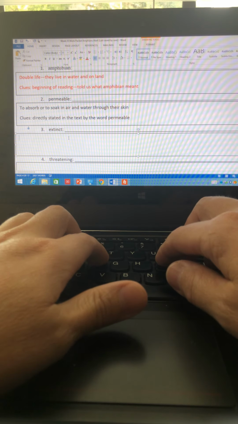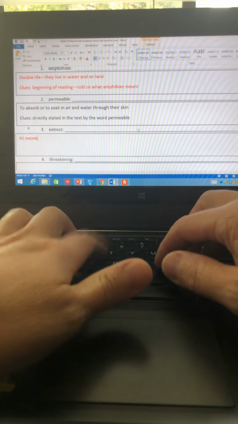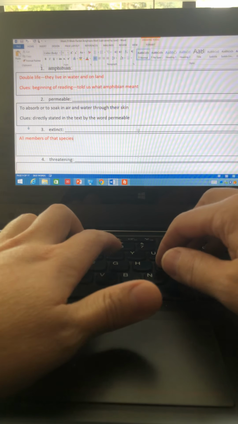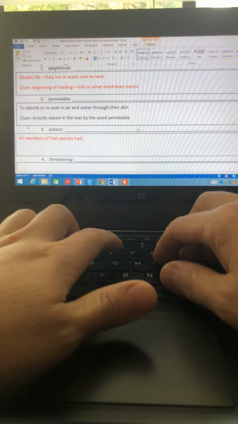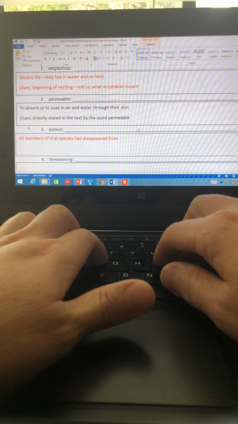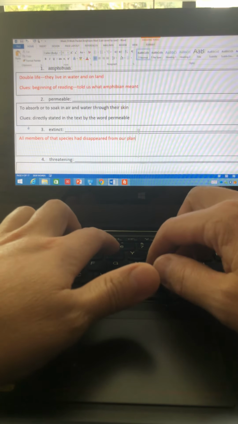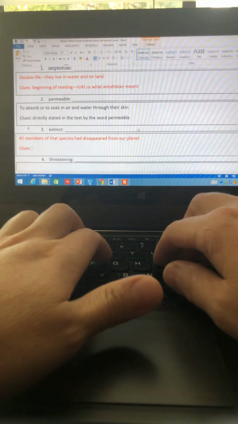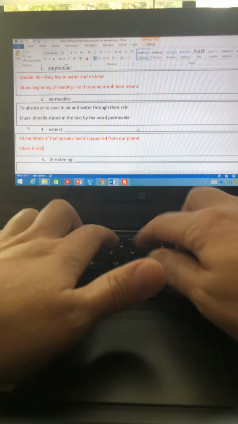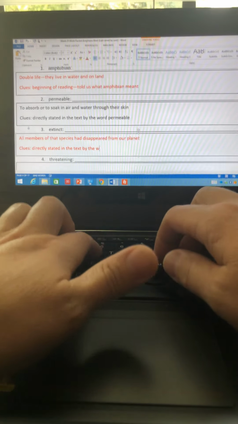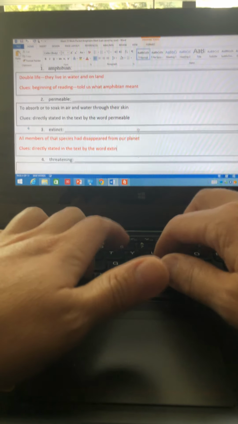So I'm going back to my answers. It means all members of that species has disappeared from our planet. Our clues, again, it was directly stated in the text by the word extinct.